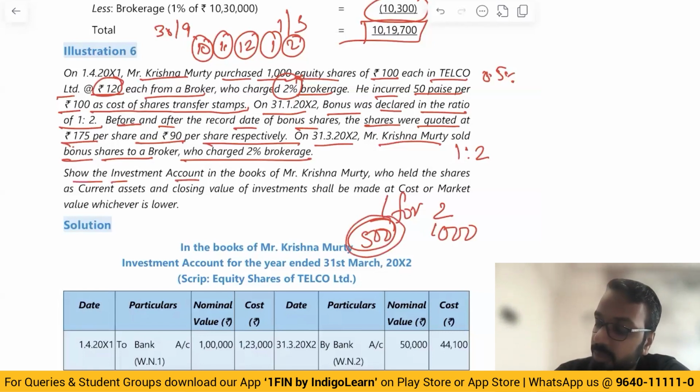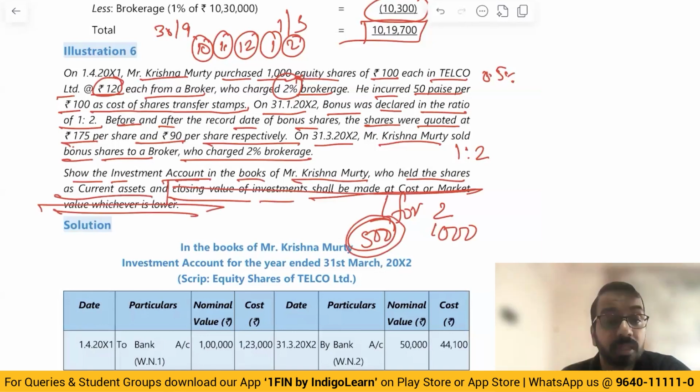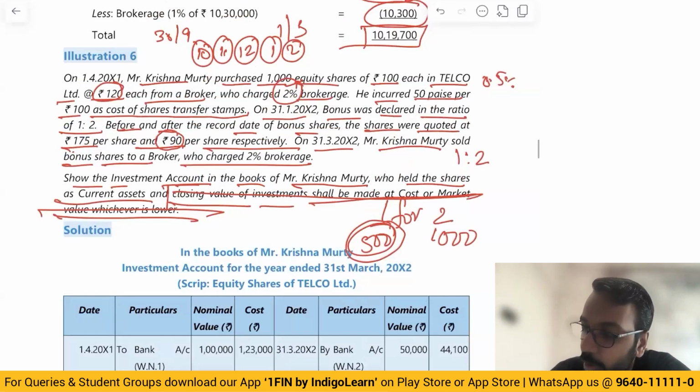Show the investment account in the books of Mr. Krishnamurthy, who held the shares as current assets, and closing value of investment shall be made at cost or market, whichever is lower. Even if this information is not given, because we are holding it as current investment, we will value it at cost or market value, whichever is lower. Now, sir, how to take the market value? Market value, if nothing is given, we can take this number as the market value, that is post the bonus issue.